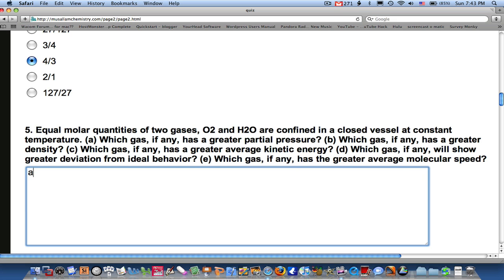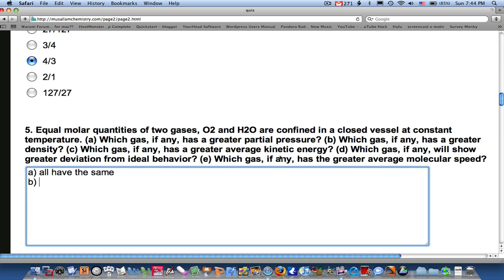All right, A. Which gas, if any, has a greater partial pressure? Okay. All have the same. They all have the same partial pressure. We know that because if there are equal moles, that means n is the same, and they are at the same temperature in a closed vessel. That means they have the same volume. All factors are the same. The partial pressure is the same.